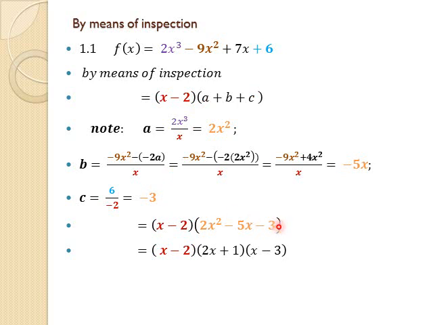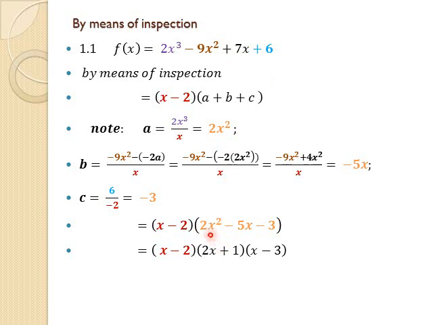Just to show you what I've done, x times 2x squared gives me 2x cubed. Minus 2 times 2x squared gives me minus 4x squared. X times minus 5x gives me minus 5x squared. Minus 5x squared minus 4x squared gives me minus 9x squared. Minus 2 times negative 3 would give me positive 6. And there the 7x I'm not still worried about, but if we multiply out, we'll have 7x.